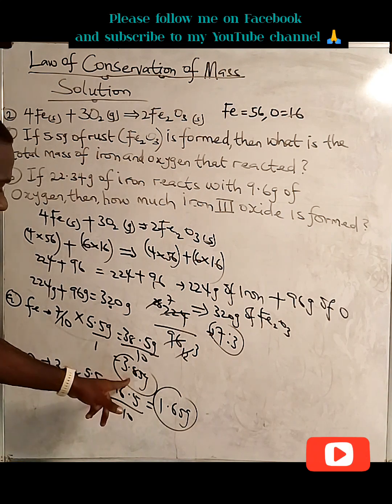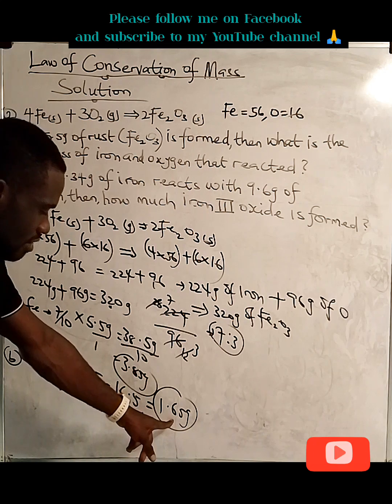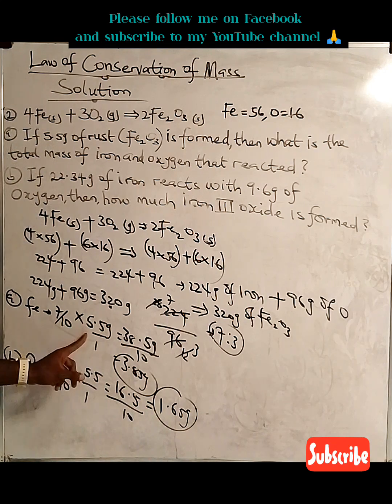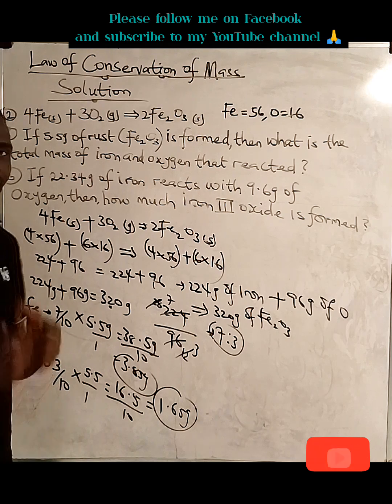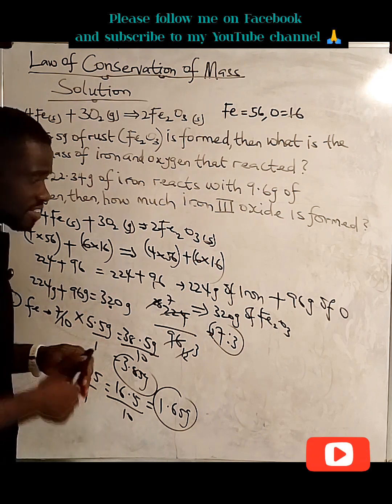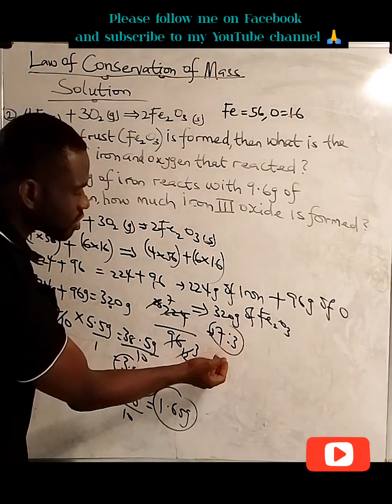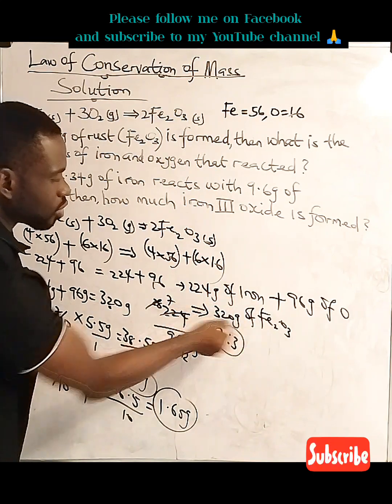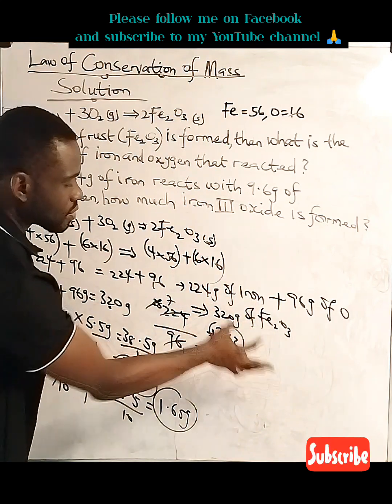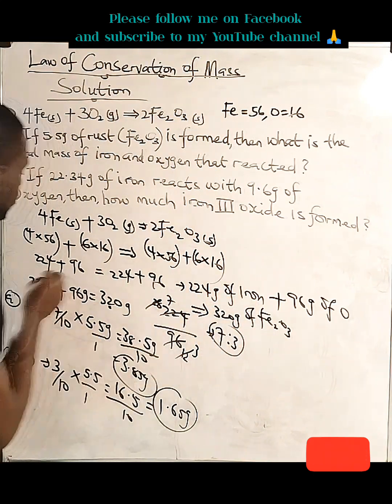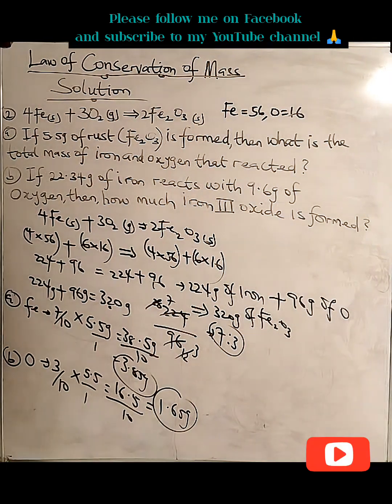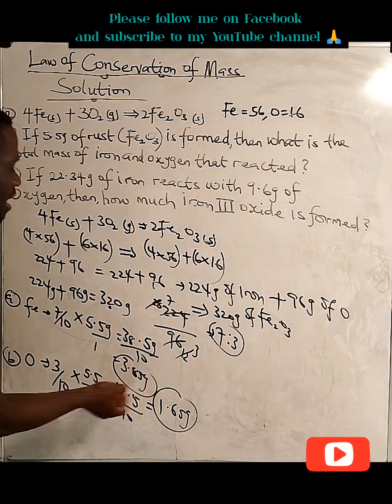When you add 3.85 gram of iron to 1.65 gram of oxygen, you're going to get 5.5 gram of rust that was formed. It's very simple. This law is a conservation law. As you can see, it's very easy. We easily use the ratio we got, the ratio of combination from our theoretical analysis, to easily solve the experimental stuff given to us. As simple as that. So yeah, those are the results.